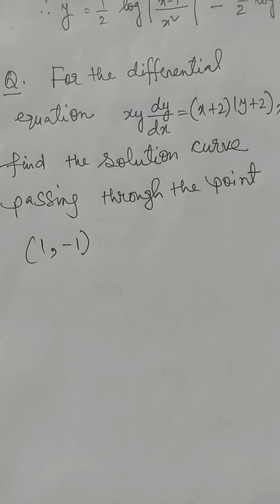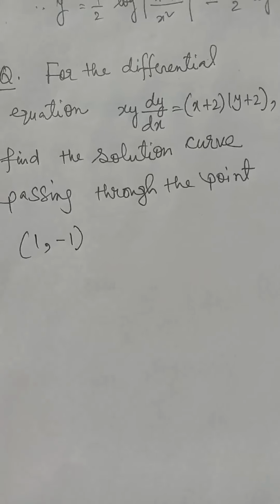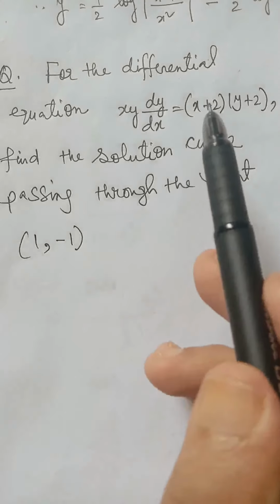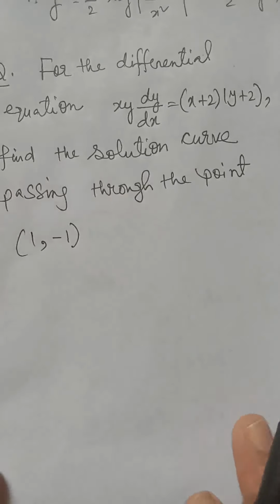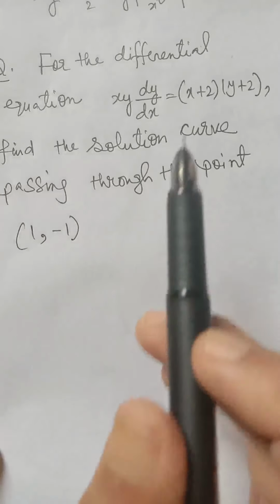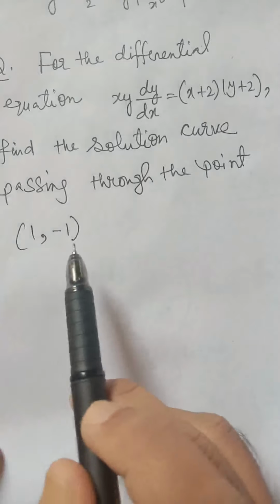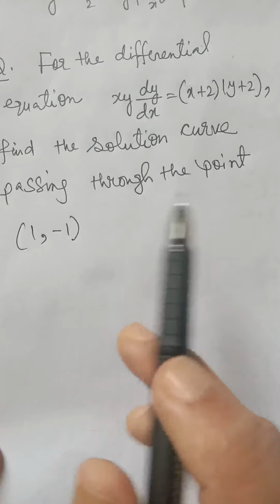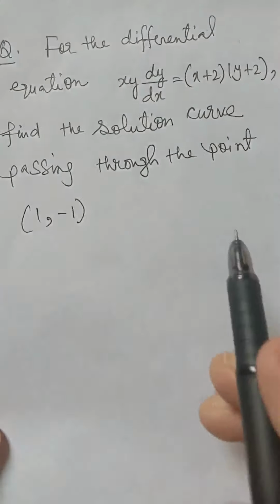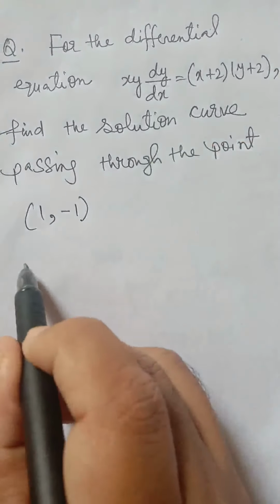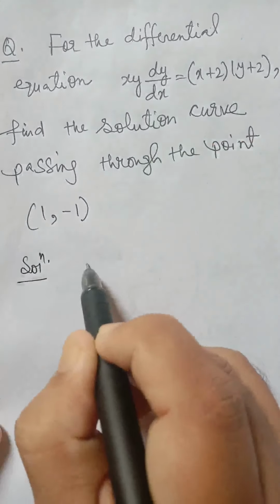Next question is, for the differential equation xy dy by dx equal to (x plus 2) into (y plus 2), find the solution curve passing through the point (1, minus 1). So we have to find the solution of this differential equation, and assuming that the curve passes through (1, minus 1), we have to find the value of the arbitrary constant. That means we have to find the particular solution. So first of all, we will separate the variables if it is possible.